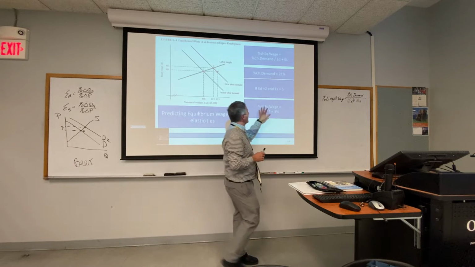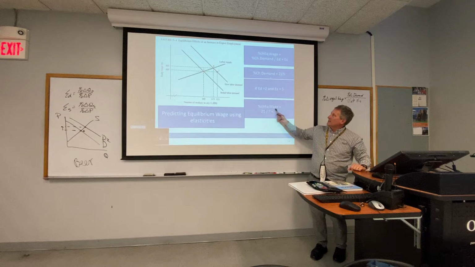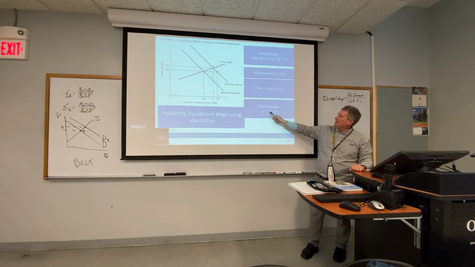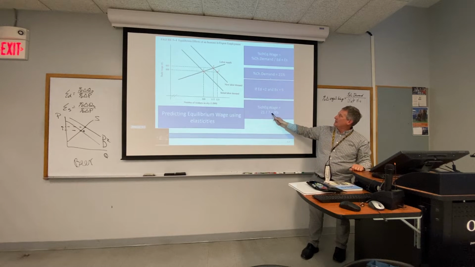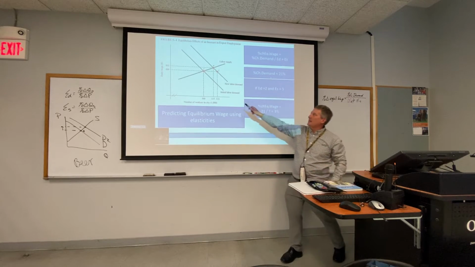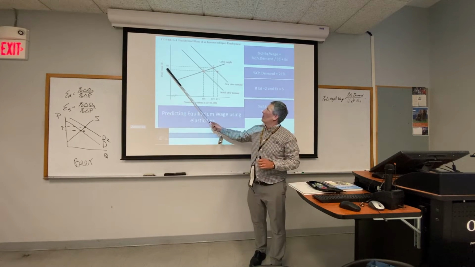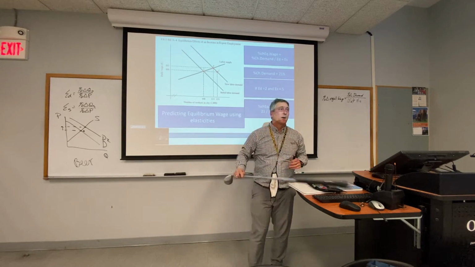And so then we apply our formula. What is the percent change in the wage going to be? 21 divided by 7 equals 3. Done. So then our 3 is here, the 3% bump in pay from 100 to 103.